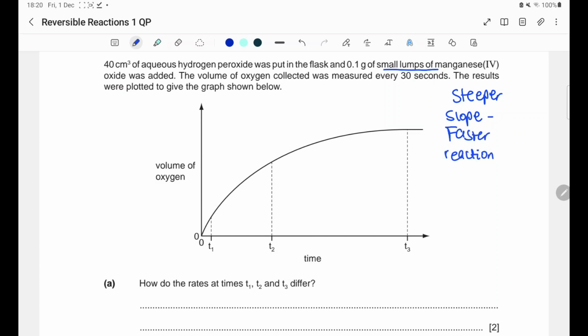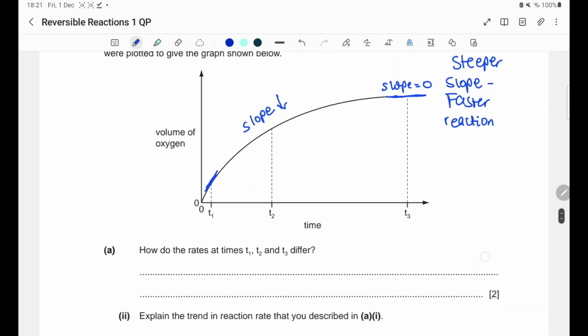So let's see. Our slope is the steepest at T1. And as you progress to T2, the slope is decreasing. And when you're at T3, it's completely horizontal. Slope is 0 because slope is rise over run, and over here we do not have any rise. So 0 over anything is equal to 0. So here slope is equal to 0. So how do the rates at T1 and T2 and T3 differ? You need to put down 2 points to gain your 2 marks.